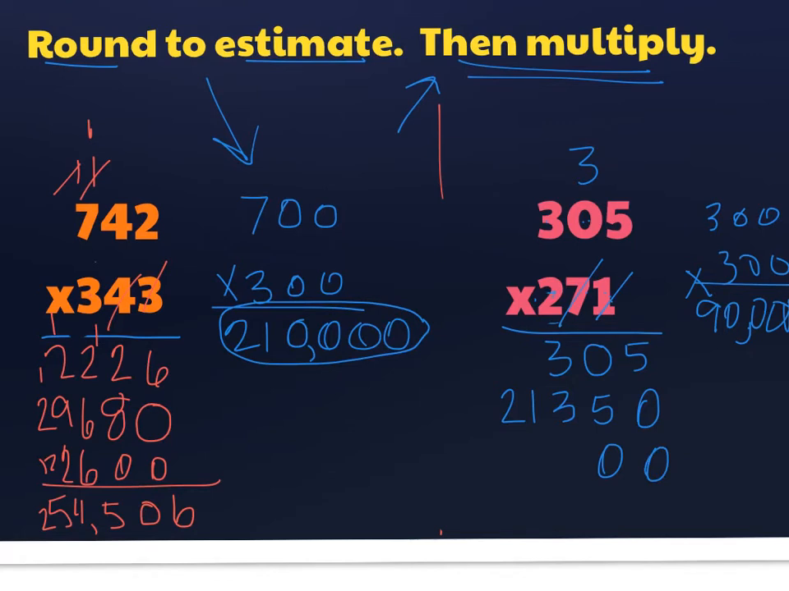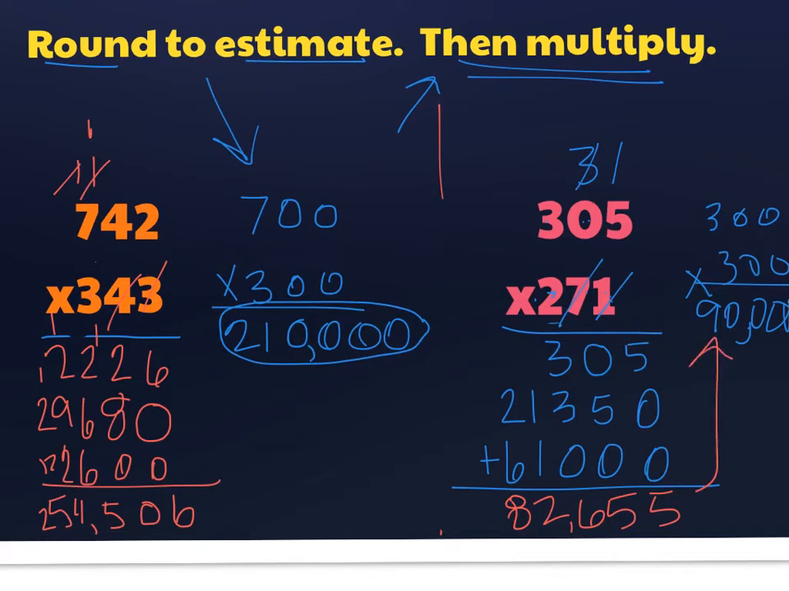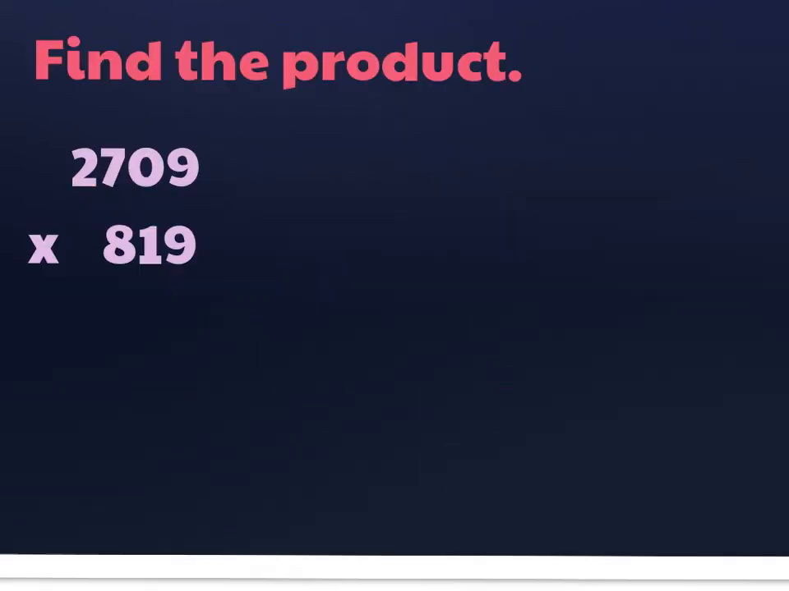2 times 5 is 10. 2 times 0 is 0 plus 1 is 1. And then 2 times 3 is 6. Okay, add it together and we get 5, 5, 6, 2, and 8. So 82,655, which is really close to 90,000. So looks good.